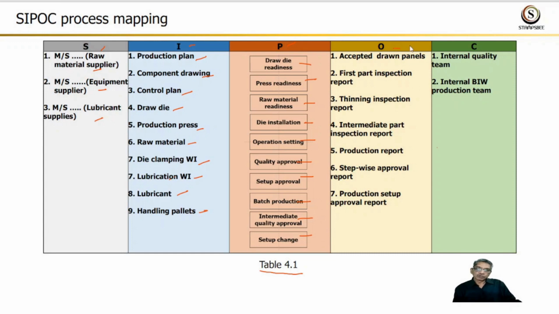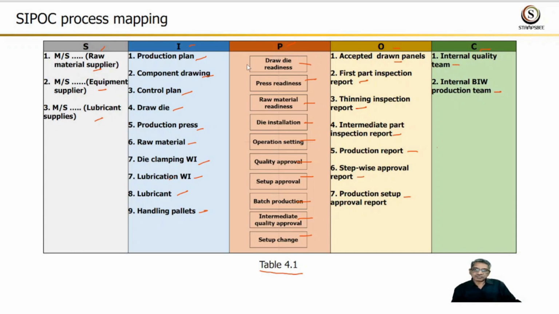Column O shows the process output such as accepted drawn panels, first part inspection report, thinning inspection report, intermediate inspection report, production report, stepwise approval report and final setup approval report. Column C gives the name of the customer who buys the product, such as the internal quality team and BRW team.